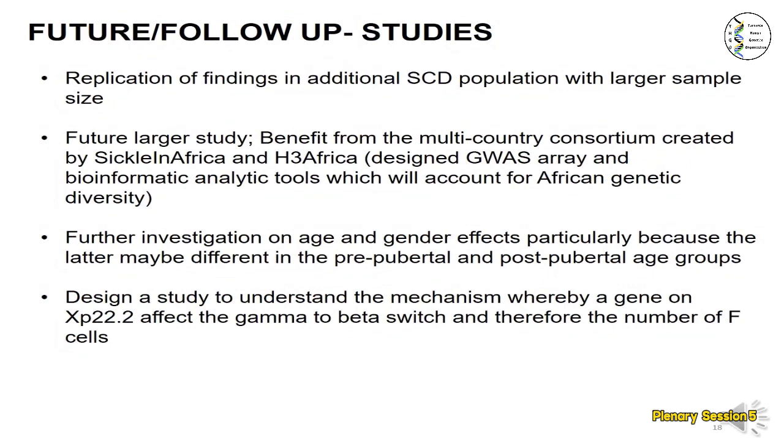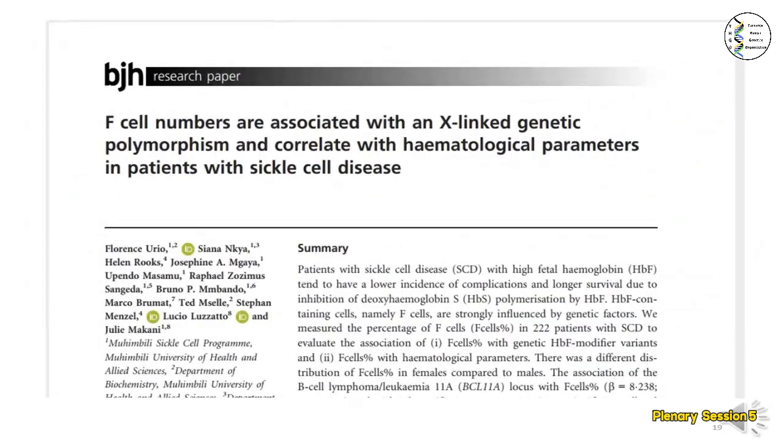We also plan to design a study to understand the mechanisms whereby a gene on Xp22.2 affects the gamma to beta switch and therefore the number of F cells. By this we mean that we plan to do functional studies using erythroid cells in order to better understand the mechanisms of this particular gene. This work was published last year in October in the British Journal of Haematology.